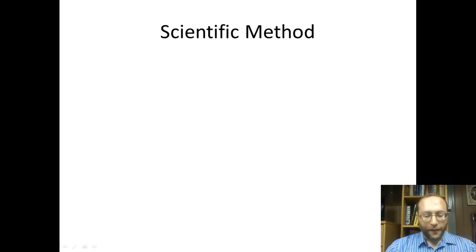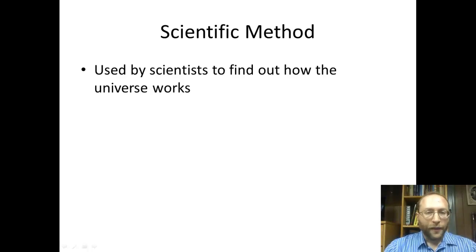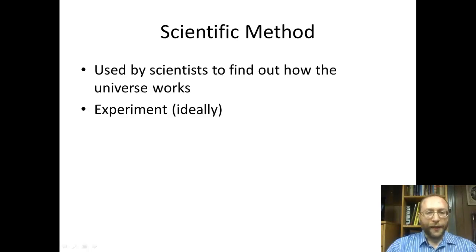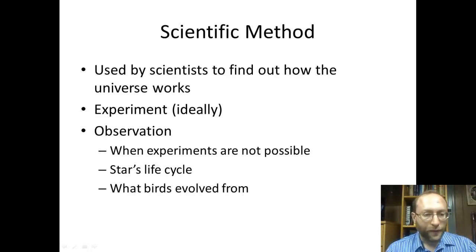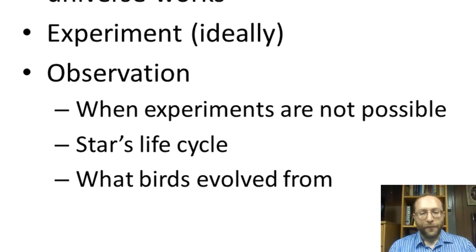Okay, the scientific method is what we call the method of how scientists learn about the universe. And ideally, this is done through experiments. We'll be doing quite a few experiments throughout the year, doing labs, and you're also going to be designing experiments too. Sometimes it's not possible to do experiments, and then you use observation rather than actually manipulating and changing things or doing something in a lab.